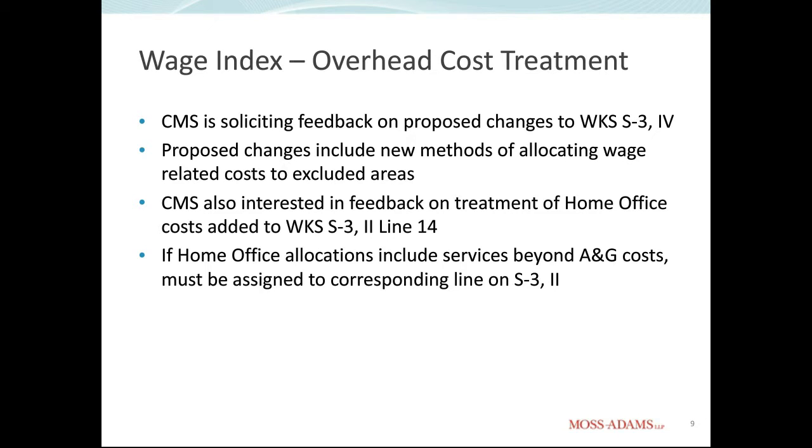There's some talk in the Federal Register about wage index and the overhead cost treatment. Right now, CMS didn't take any action, but they're soliciting feedback on proposed changes to Worksheet S3 Part 4. Some of these changes include new methods of allocating wage-related costs to excluded areas, and there's also some feedback on treatment of home office costs that are being added in via line 14 of the worksheets. If the home office allocations include services beyond A&G costs, they need to be assigned to corresponding lines on S3 Part 2. This has the effect of possibly lowering average hourly wages in the wage index data, which is not a good thing. I just wanted to bring this to your attention and keep your eye on, and we'll monitor it and see where it goes.